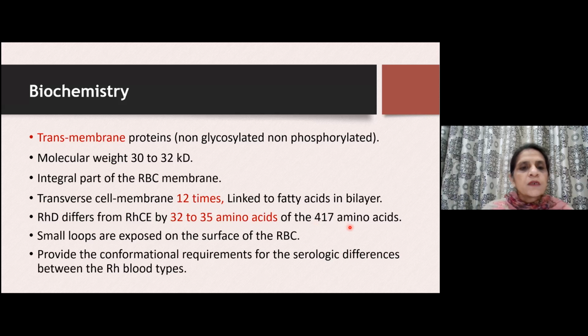And since the proteins traverse the membrane 12 times, small loops remain exposed on the surface of the RBCs. Because of these small loops, they provide the conformational requirement for the serologic differences between the Rh blood types, and whatever we are detecting by phenotype is based on these extracellular loops and the antigenic expression on these loops.